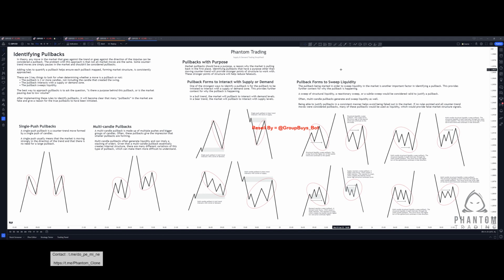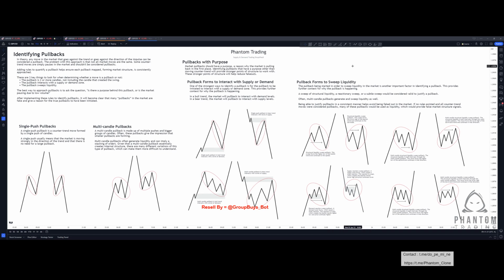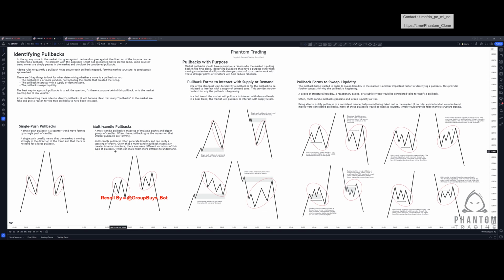So let's talk about pullbacks that form to sweep liquidity. The pullback being started in order to sweep liquidity in the market is another important factor in identifying a pullback. This provides further context for why the pullback is happening in the first place. A sweep of structural liquidity, a reactionary sweep, or a subtle sweep would be considered valid to justify a pullback. Often, multi-candle pullbacks generate sweep liquidity as well.